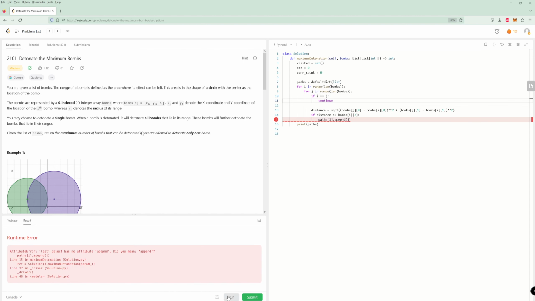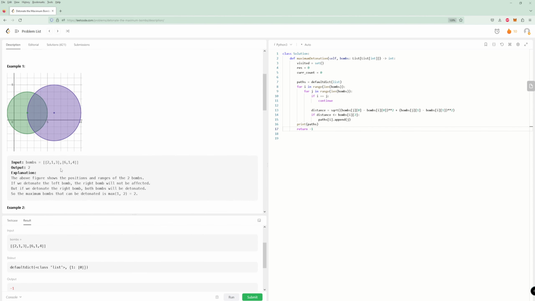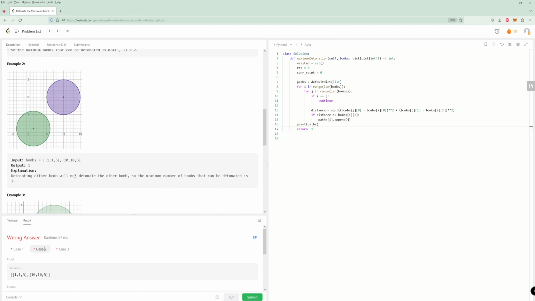As usual, can't spell anything. And we do need to have a return value, I think, otherwise it's going to give us some problems. So let's take a look. Okay, so we can see that you can go from bomb 1 to bomb 0, which is what they want here, right? So that's correct. And let's just maybe check some other test cases.